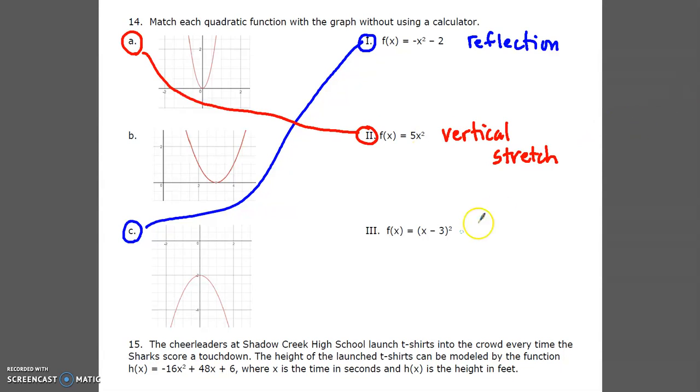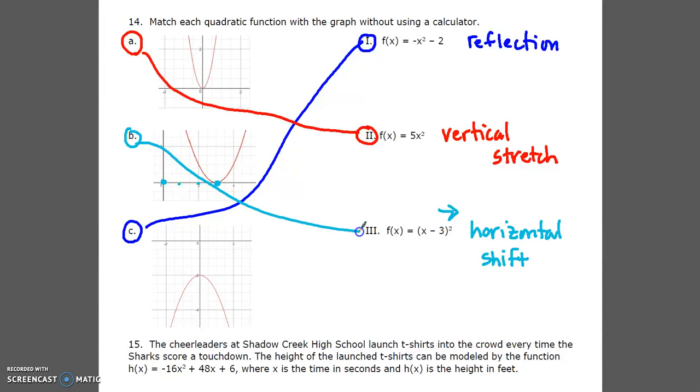And then the last one, the minus 3 in the parentheses is going to make it have a horizontal shift. And it will be 3 to the right. So if you look at this one, this is where the parent function starts, and it's gone over 1, 2, and now 3. So, of course, B would be for number 3.